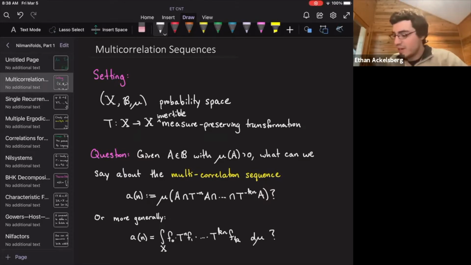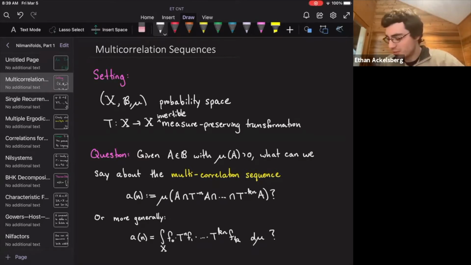And something we might want to understand, this is a very broad question, but given some measurable set with positive measure, what can we say about these multicorrelation sequences where we take A intersected with T to the minus na all the way up to T to the minus kna? So this sequence is encoding some information about arithmetic progressions. And if we want to study things like Szemerédi's theorem or refinements of it, we want to understand these sequences.